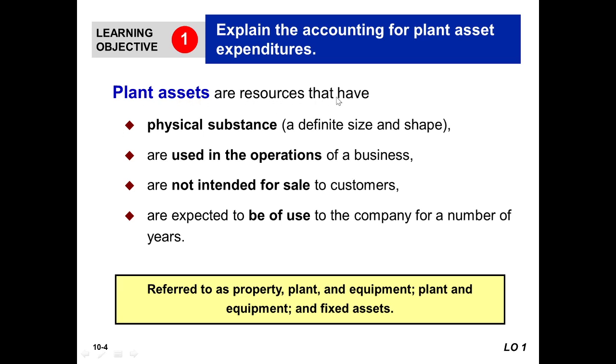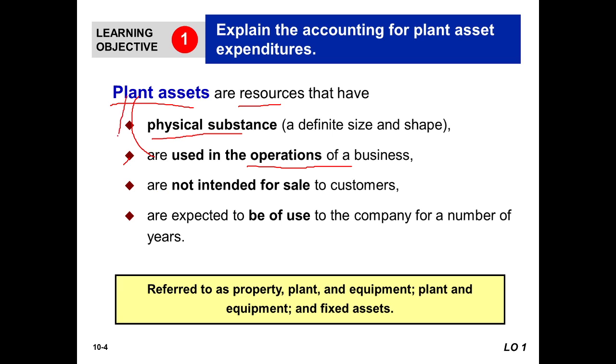Plant assets are resources that have, this is our first discussion point. What is a plant asset? Basically, plant assets are resources that have four characteristics. Number 1, physical substance, a definite size and shape. Every plant asset should have physical substance. Number 2, they are used in the operations of a business. To operate the business, we need plant assets.